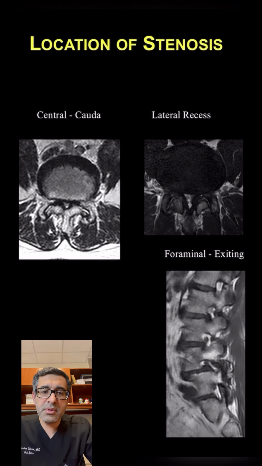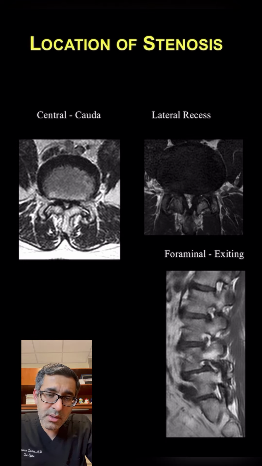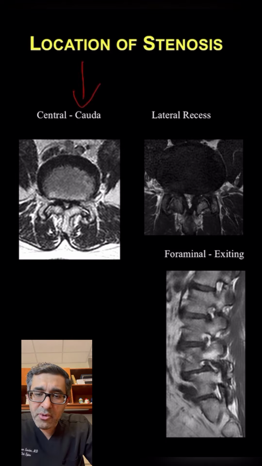There are different locations for the stenosis. You can have central stenosis, which is shown in this MRI picture here. We can have lateral recess stenosis. Lateral recess is essentially the region which is medial to the pedicle and lateral to the bulk of the dura. So this region here on the MRI scan on both sides is considered the lateral recess. In the middle, this region is considered central.